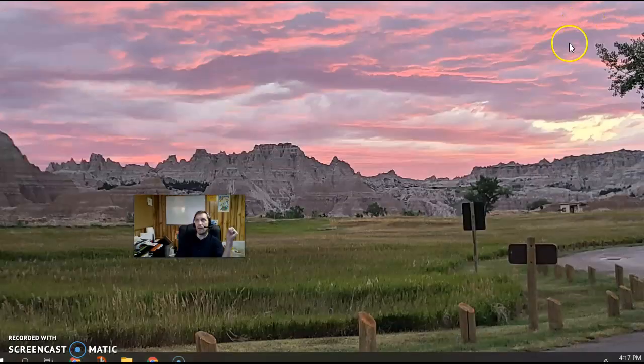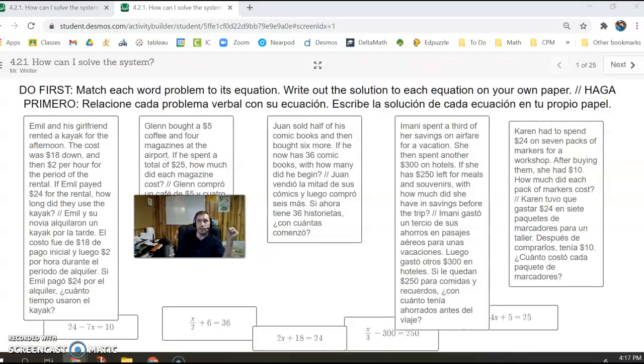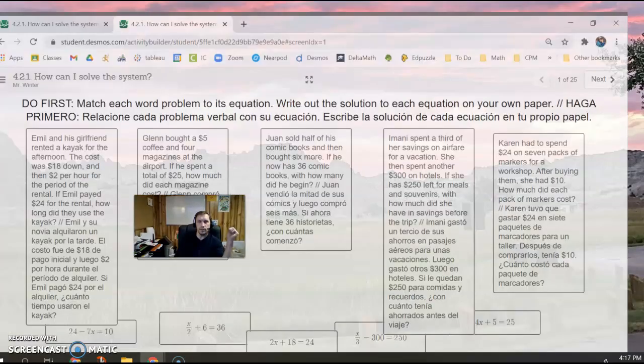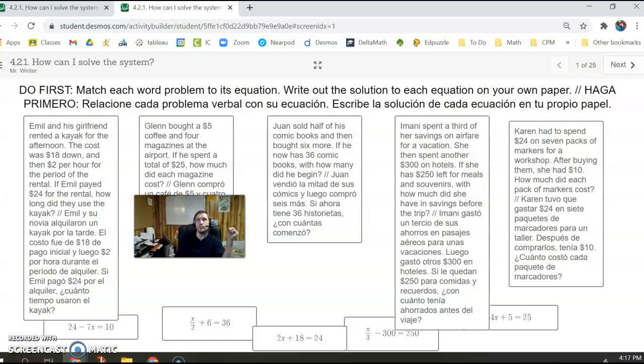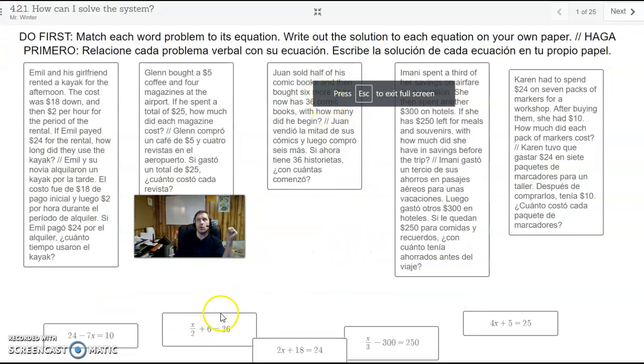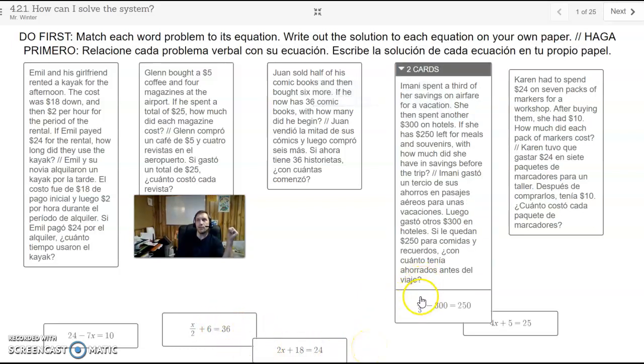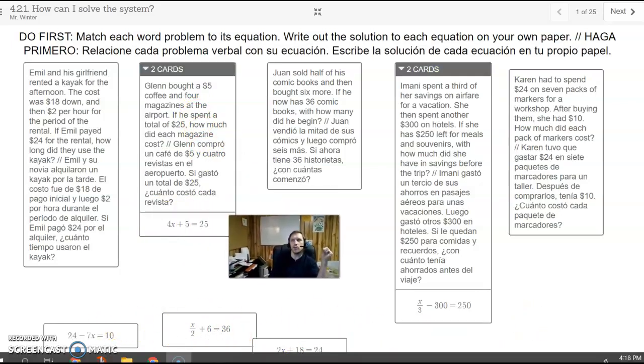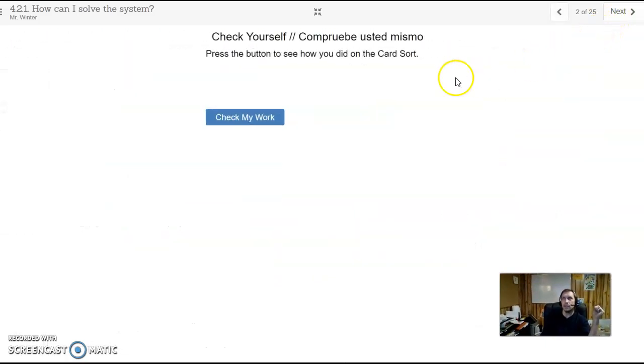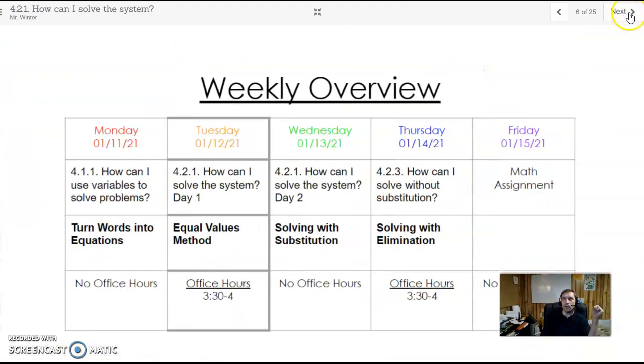All right. So when you go back to the problem that we're looking at, we're looking at this problem right here. We have this equation, x over 3 minus 300 equals 250. And so we did 2 of these, right? Glenn bought the coffee. Here's his coffee one: 4x times 5 equals 25. So go ahead and try the rest of those, and then you can always check your work to see if you got it.